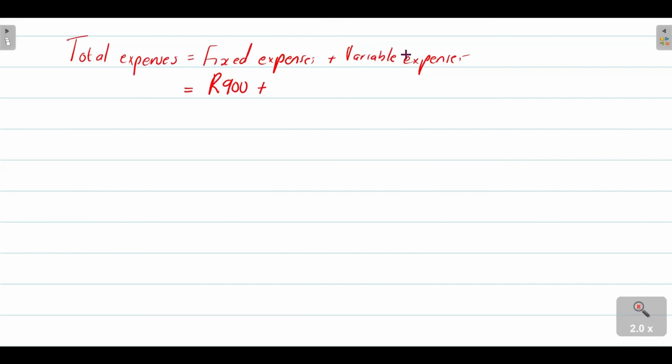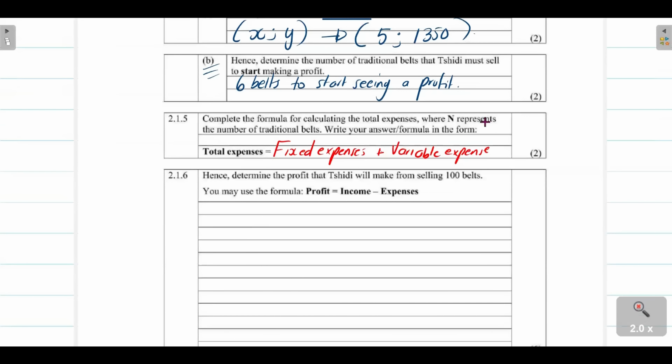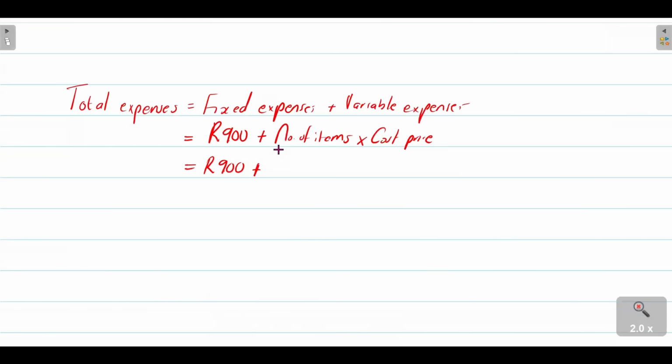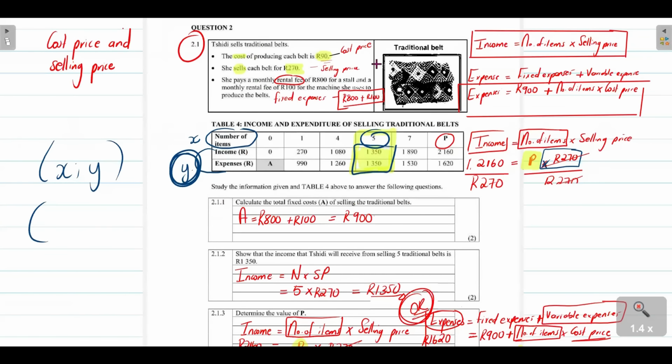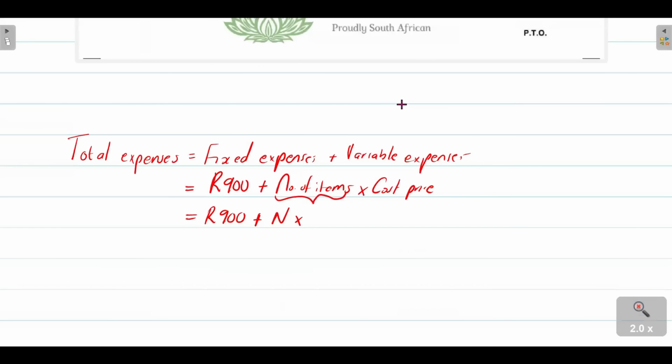How do you calculate the variable expenses? Based on what you spoke about on Monday, number of items multiplied by cost price. So it's going to be that 900 plus, they told us in this question that N represents the number of traditional belts. So instead of writing number of items, I'm just going to write N multiplied by the cost price of the traditional belts. We're told that the cost price is 90 Rand.